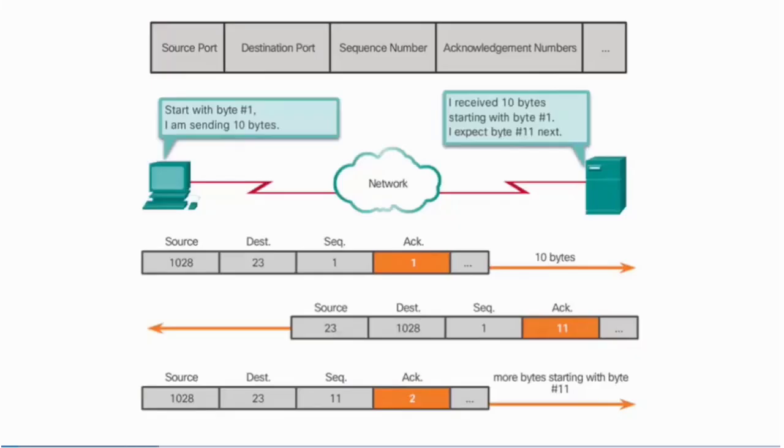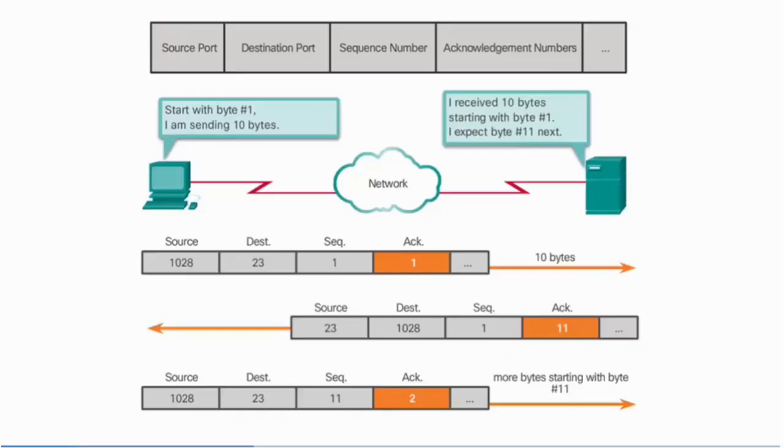This video depicts a simplified example of TCP operations and is not necessarily a realistic depiction. TCP is a connection-oriented protocol in that a connection is established first using a three-way handshake before data is sent.